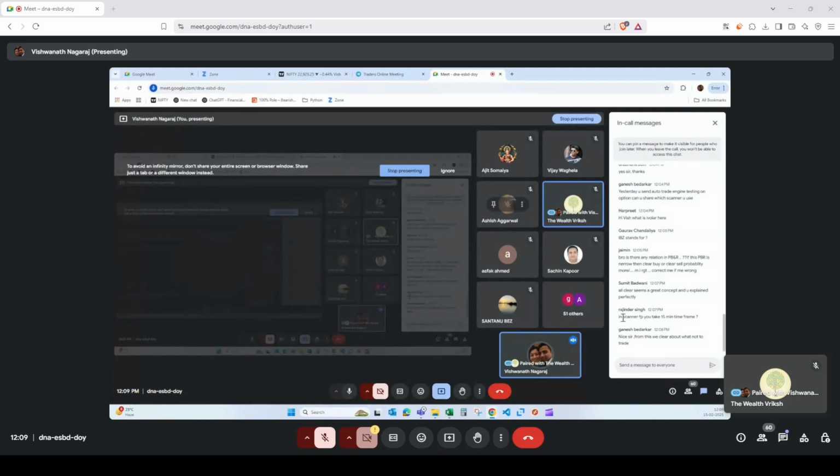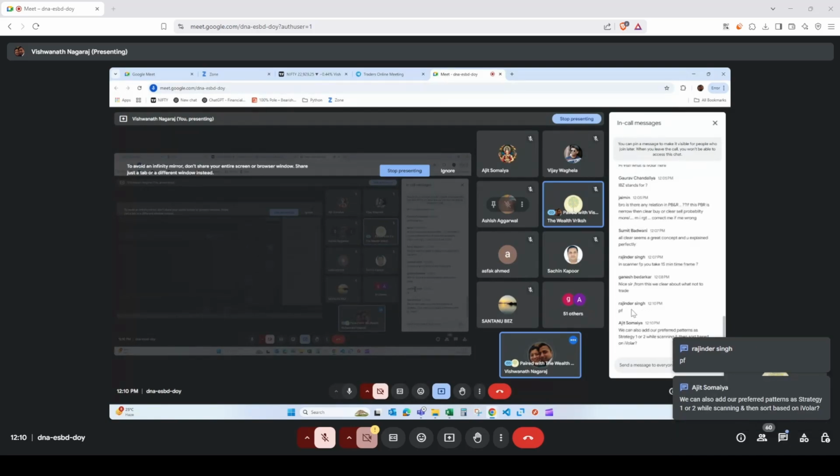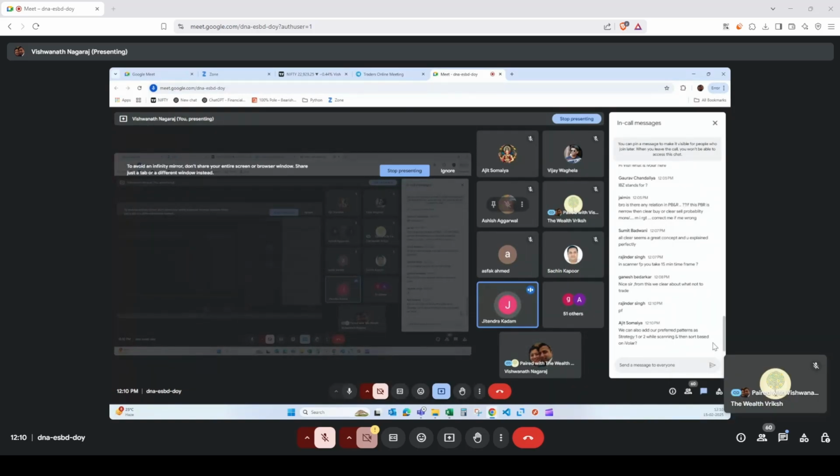Okay, Rajinder Singh, in scanner FP you take 15-minute time frame. Scanner FP, what is FP? Sorry, I didn't understand that. In point and figure scanner. Vishwabhai: Yeah, sir, this you have done manually. Can you substitute something for continuous scanner as such for this particular scanner?